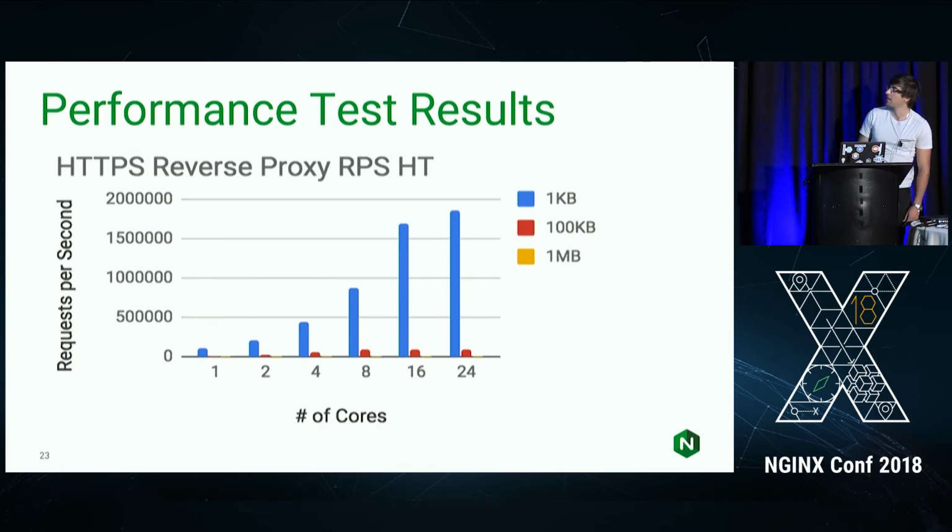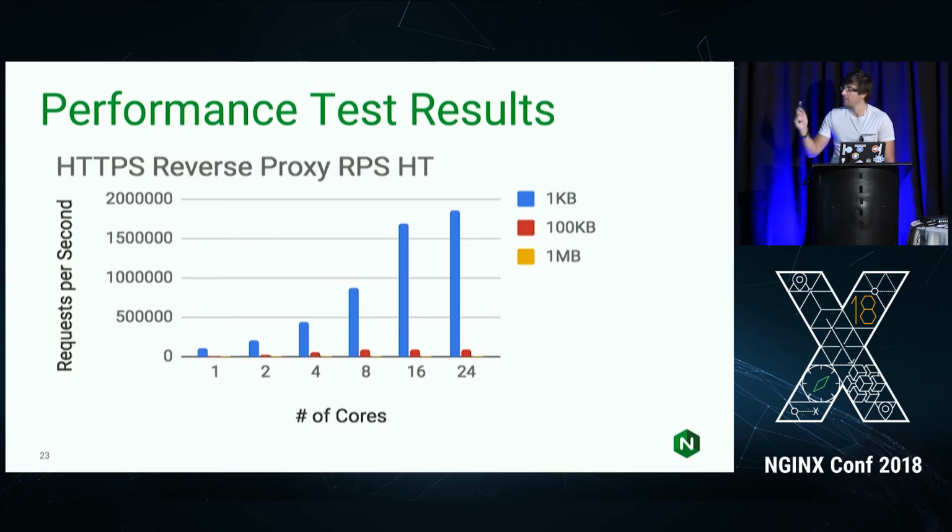This is the same thing, but reverse proxy testing, with requests per second here, number of cores here. Just under 2 million requests per second, so it's kind of expected. As a reverse proxy, the number is just a little lower. So there you have it.